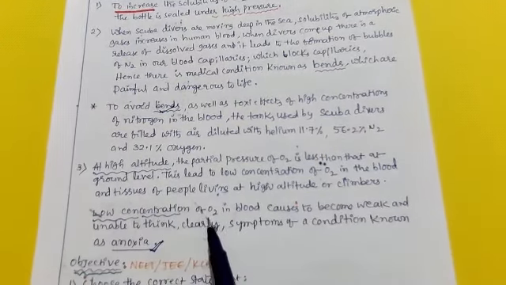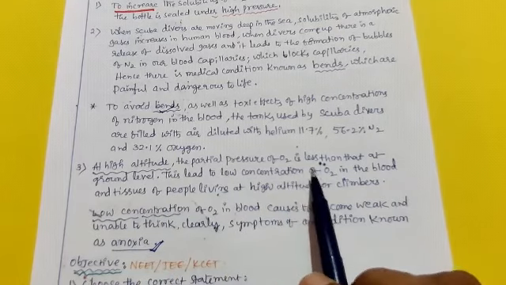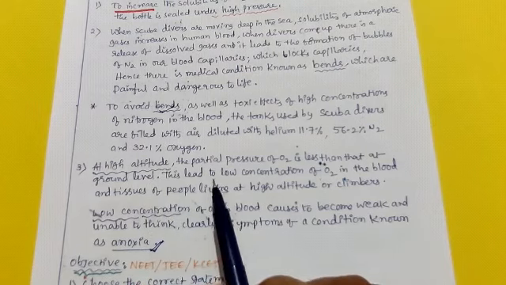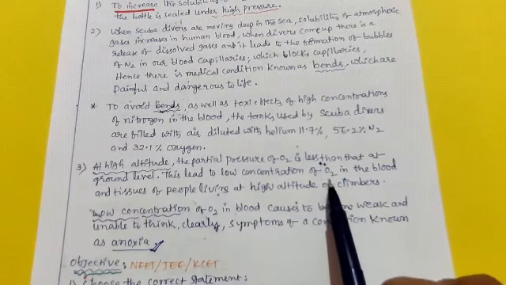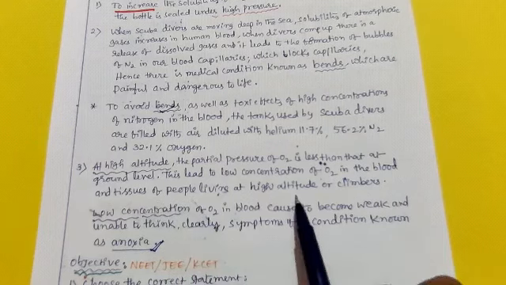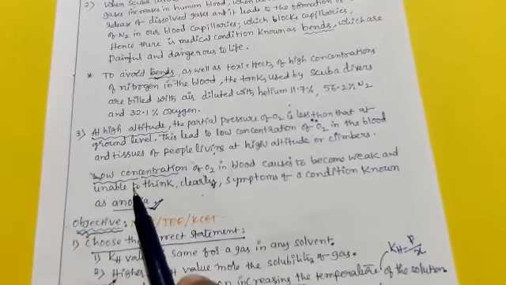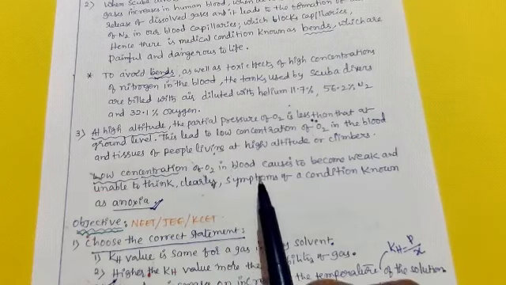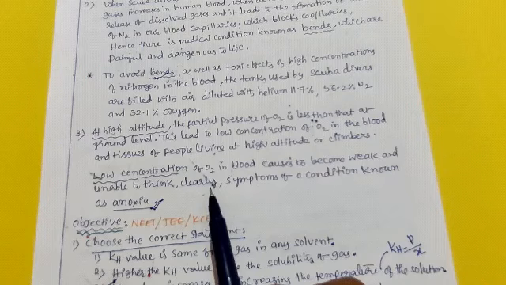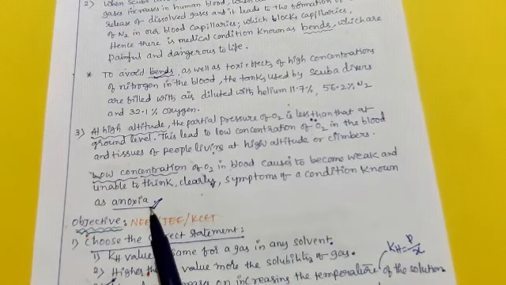Say the next one. At high altitude, the partial pressure of oxygen is less than that at ground level. This leads to low concentration of oxygen in the blood and tissues of people living at high altitude and climbers. Hence, low concentration of oxygen in blood causes them to become weak and unable to think clearly. Symptoms of a condition known as anoxia.